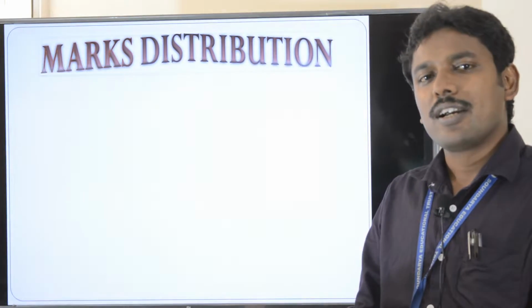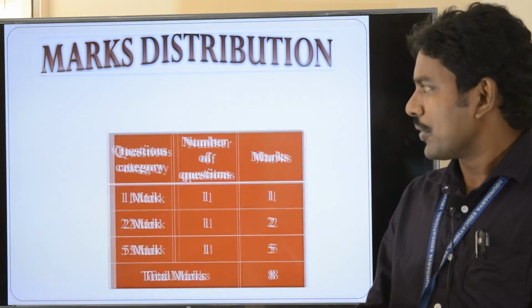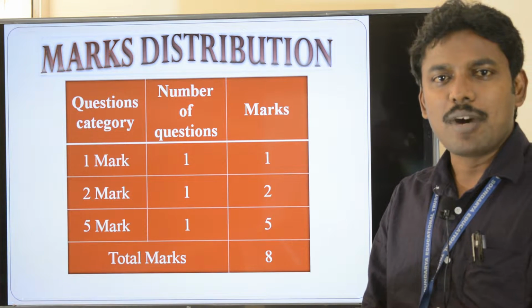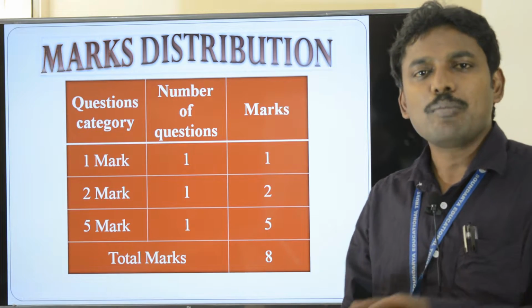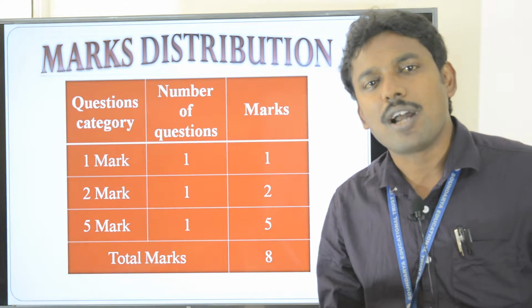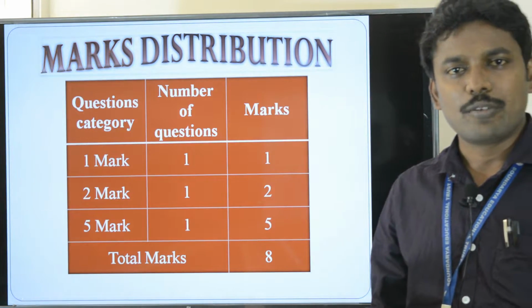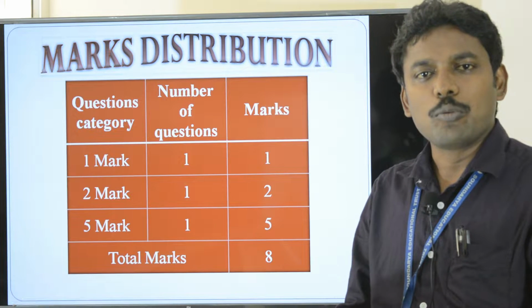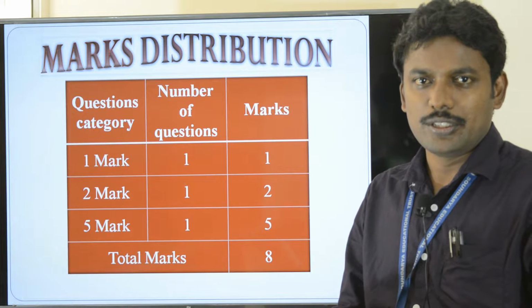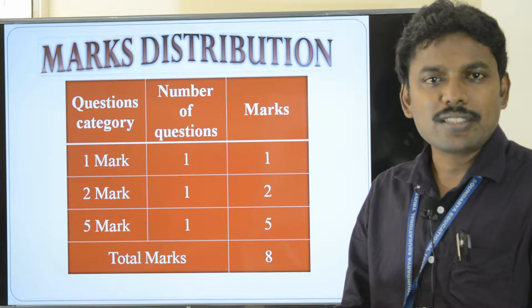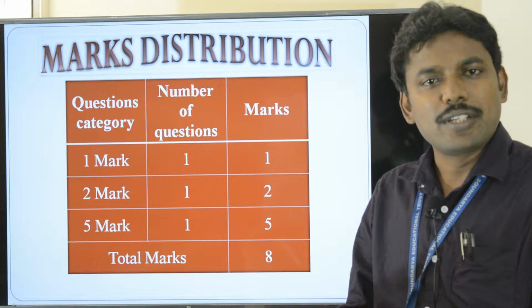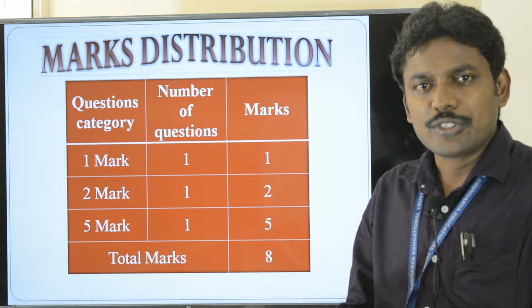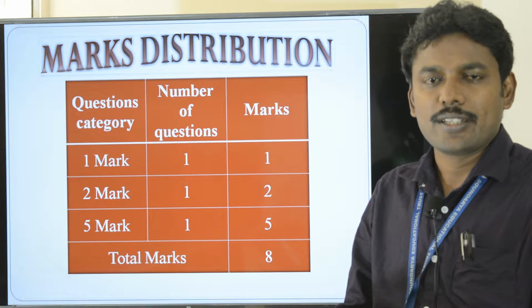So before dealing with this particular chapter, let me introduce the marks distribution with respect to your annual examination. From this chapter, you will get one 1-mark question and one 2-mark question and one 5-mark question. So totally 1 plus 2 plus 5, you can fetch 8 marks from this particular chapter, which is very important.